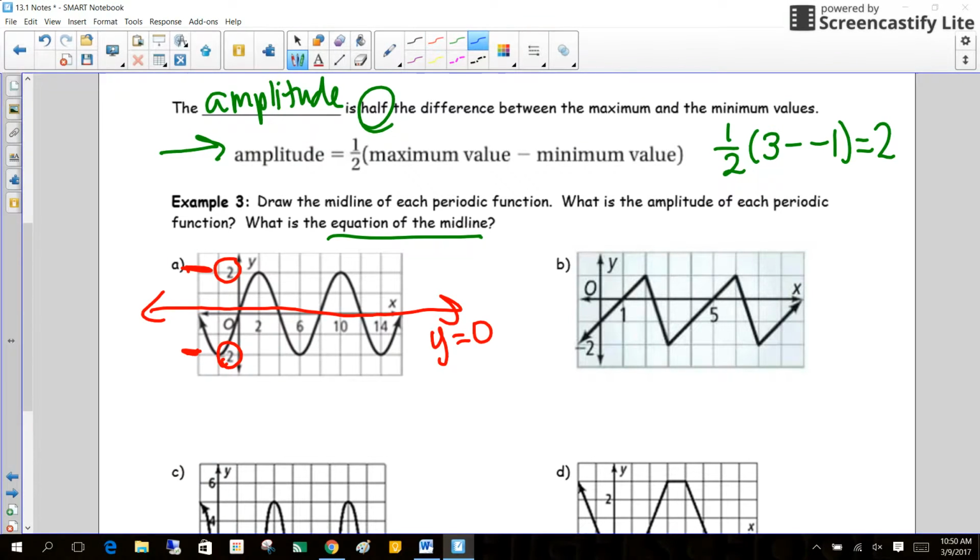And then my amplitude, again, you can think of as half the difference between the max and the min. It's also going to be the distance between your midline and your maximum, or the distance between your midline and your minimum. Those should be the same value, and that will give you your amplitude. So in this case, my amplitude is a 2.